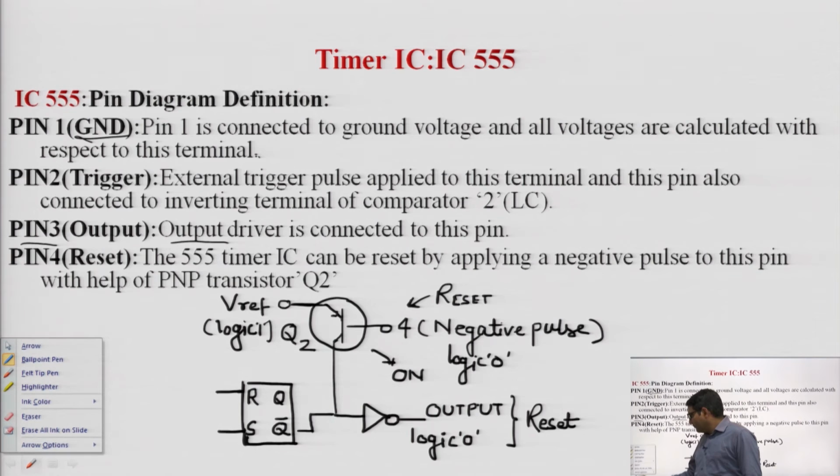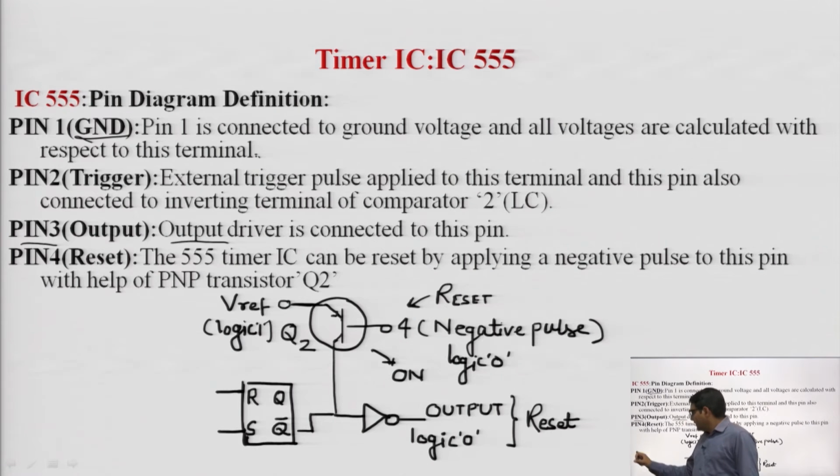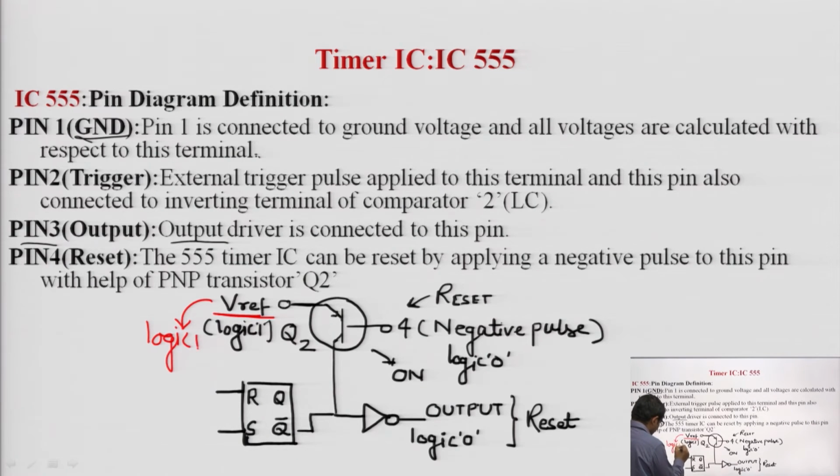Now pin number 4 is the reset pin. The IC 555 timer can be reset by applying a negative trigger pulse to pin number 4. How does it work? Okay. First, we see here this is V reference, and it is a high or positive value, so it is considered as logic 1.